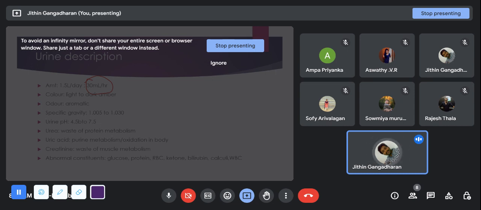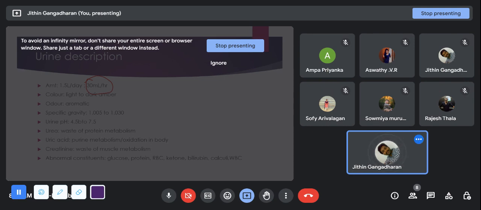Abnormal constituents in the urine include glucose. Glucose should not be there in the urine. If glucose is present, the renal threshold has been exceeded, more than 180, which means the blood sugar will be more than 180. When you receive a patient with a blood glucose level of 250 mg per deciliter, or any patient with an increased amount of glucose, the first thing you have to do is check for urine acetone. And if the urine acetone is positive, you have to check the patient's ABG.